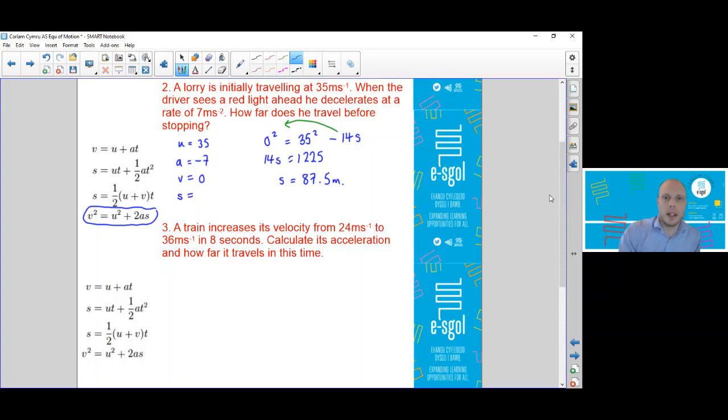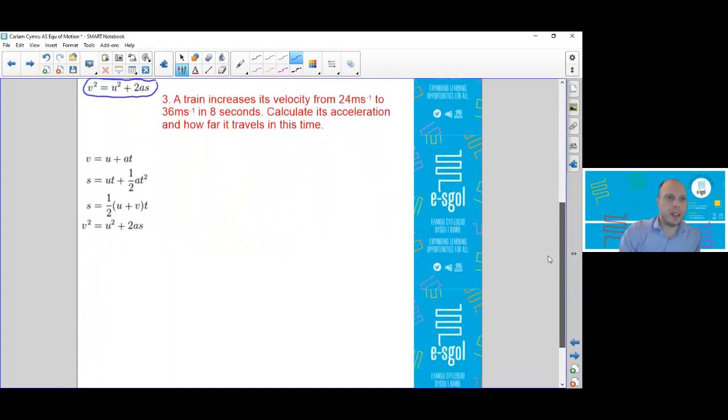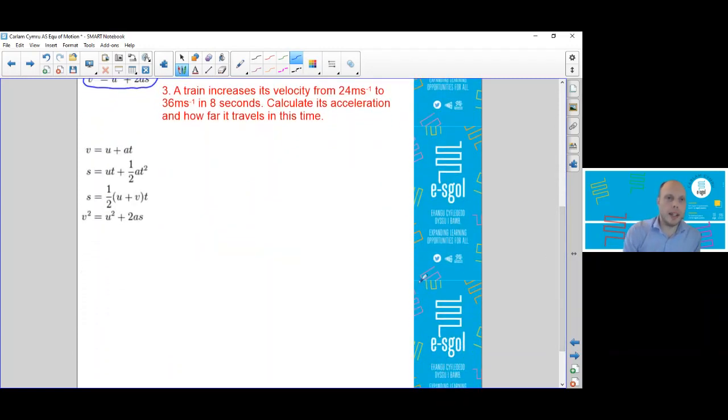And number 3 then, so we've got a train, it's already moving at 24 meters per second. So there's our U. It's going to get up to 36 meters per second, so there's our V. The time is 8, so we've got 3 things, and we're going to work out 2 things. We're going to find the acceleration and how far. So this time we're going to find A and S. To find A, the easiest way of doing that would be V equals U plus AT.